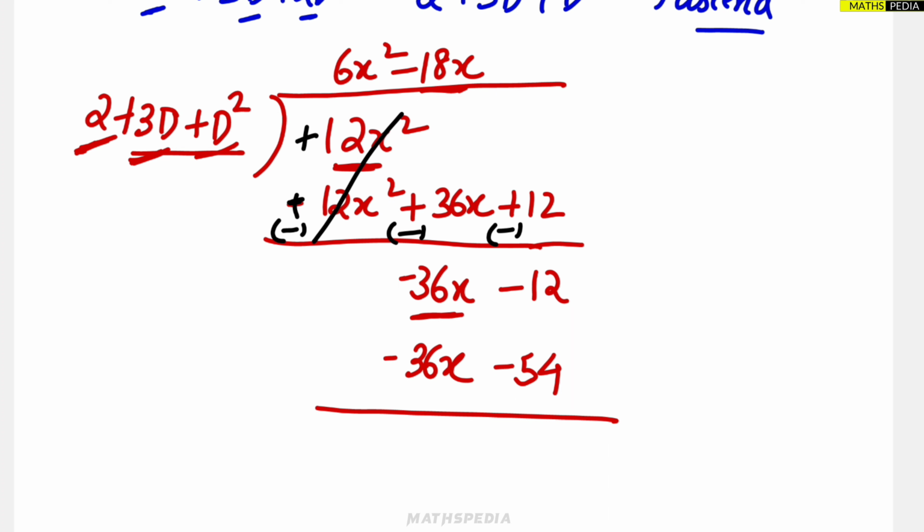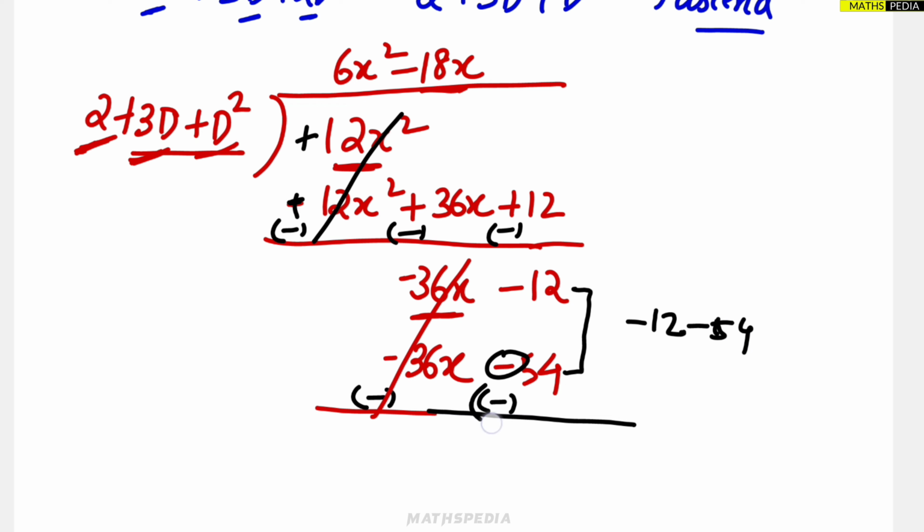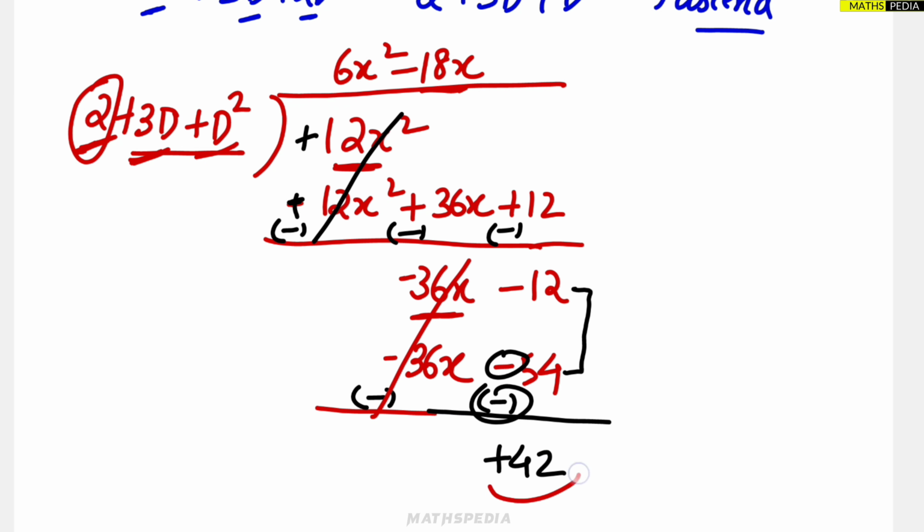Now what you have to do, we have to change the sign, right? As we said, we have to do the subtraction part. So subtraction we are going to do. So what will happen? Minus 36, minus of minus, this will get cancelled. Now minus 12, here minus 54 is there, but here one more minus. So minus into minus is what? Plus. So minus 12 plus 54 you have to do. That will be plus 42, right?